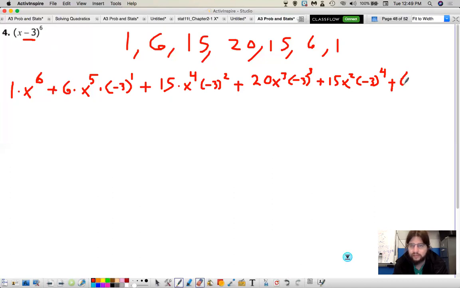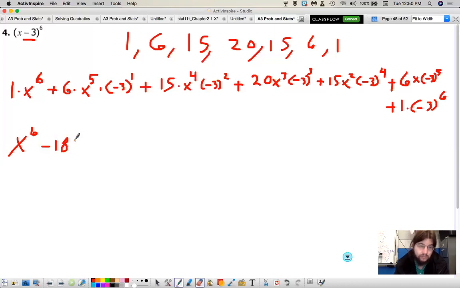plus 6x, -3 to the 5th, plus 1 times -3 to the 6th. Okay, so that's x to the 6th, easy enough. 6 times -3 to the 1st power, well, that's -18. I can do that one.